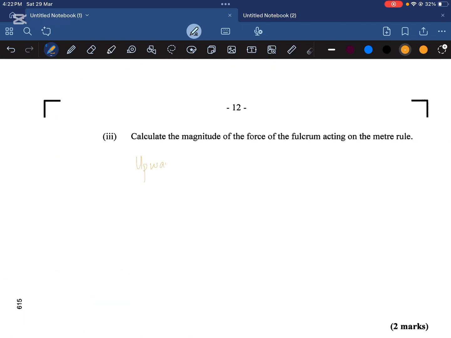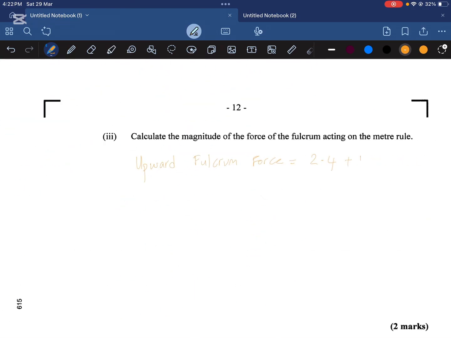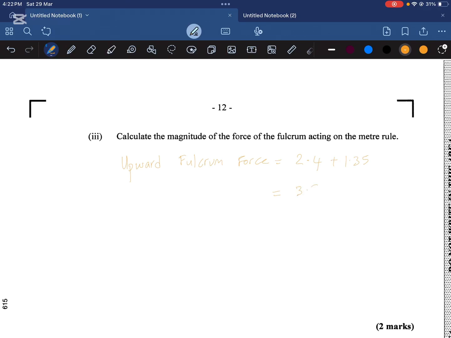By that logic, that upward fulcrum force is going to be equal to the 2.4 plus the weight of the meter rule that we just found, which is 1.35. And 2.4 plus 1.35 gives us 3.75 Newtons. And that would be the answer.